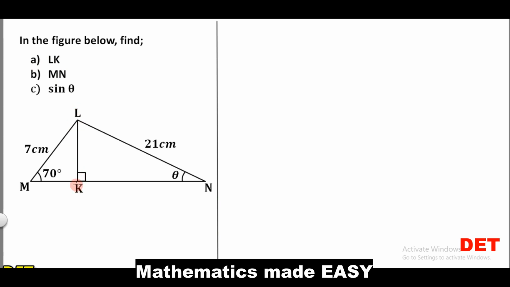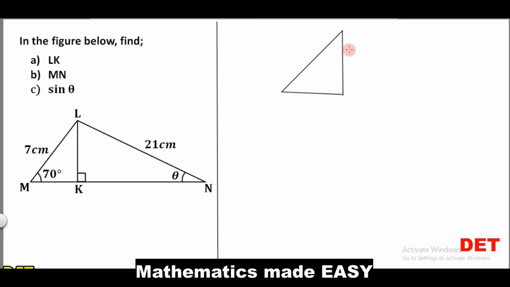To look for our LK, we would have to first of all consider this first triangle. Like I said, there are two triangles here, so I'm going to draw this triangle that is by my left. The triangle looks like this. So this is M, this is L, and this is K. Here I have 70 degrees and here I have 7 centimeters.